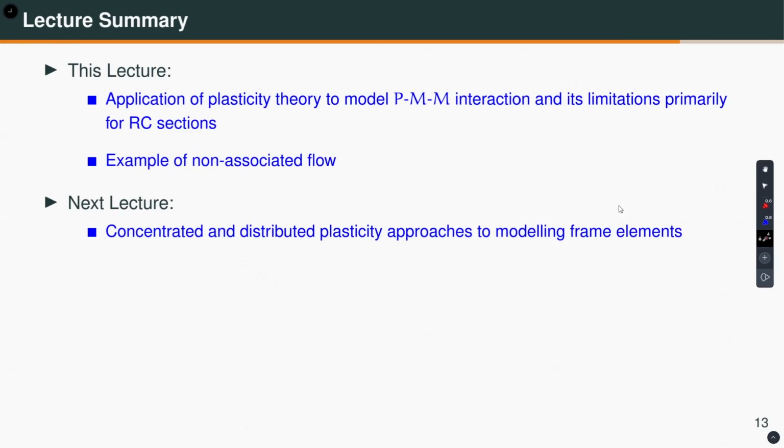So, with that, let us recall what we have done in this lecture. We have discussed the application of plasticity theory to PMM interaction, that means PMY-MZ or PM2-M3 interaction, and we have also talked about its limitation, that plasticity theory assumes that the normal to the yield surface is the direction of the plastic deformation vector, which may not always be true, and hence the plasticity theory is not very accurate, but it works for steel cross sections. For reinforced concrete cross section, it fails because it cannot consider the cracking of concrete and crack closing.